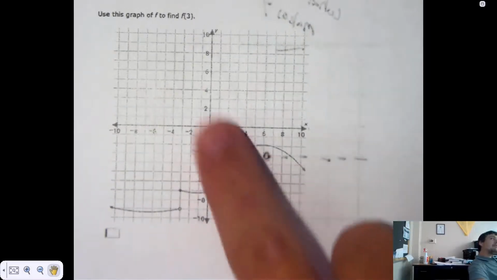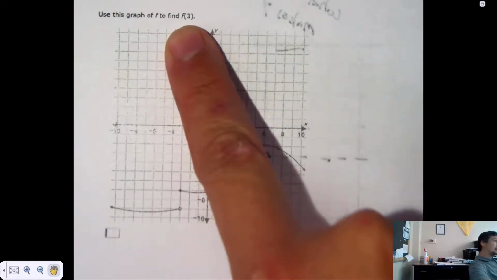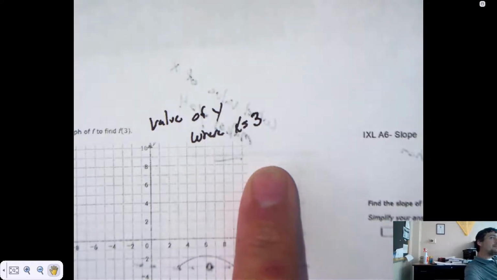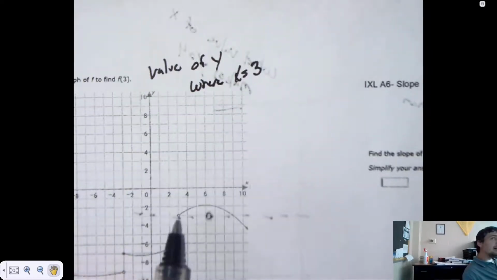It says find f of 3. So when you look, that means x is 3, kids. Value of y, where x equals 3. So you go to where x is 3, and you kind of glance at the graph, and you notice 2 things. You notice an open hole and a closed hole.